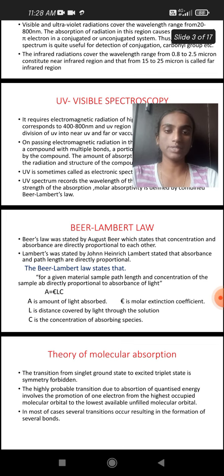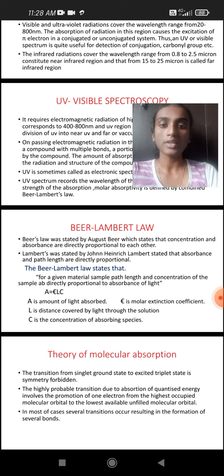And next, moving on to Beer-Lambert's law. Beer's law was stated by August Beer, which states that concentration and absorbance are directly proportional to each other. Lambert's law was stated by Johann Lambert. Lambert stated that absorbance and path length are directly proportional. The Beer-Lambert law states that for a given material sample, path length and concentration of the sample are directly proportional to the absorption of the light.